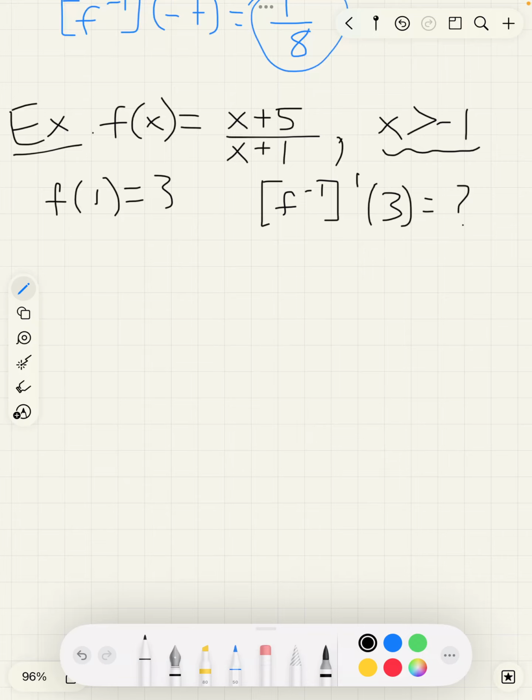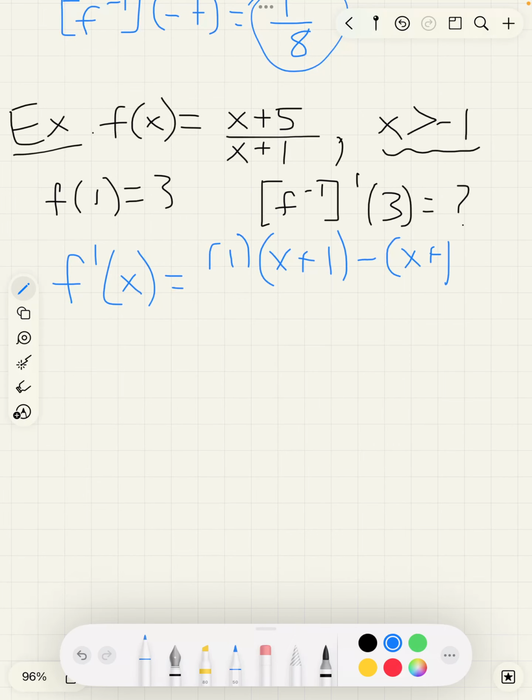So again, I don't need f inverse. All I need to do is take the derivative of f. For this one, we're going to need to use our quotient rule. So remember how that one works. You've got the derivative of the top times the bottom minus the top times the derivative of the bottom, over the bottom squared. The derivative of the top is 1.